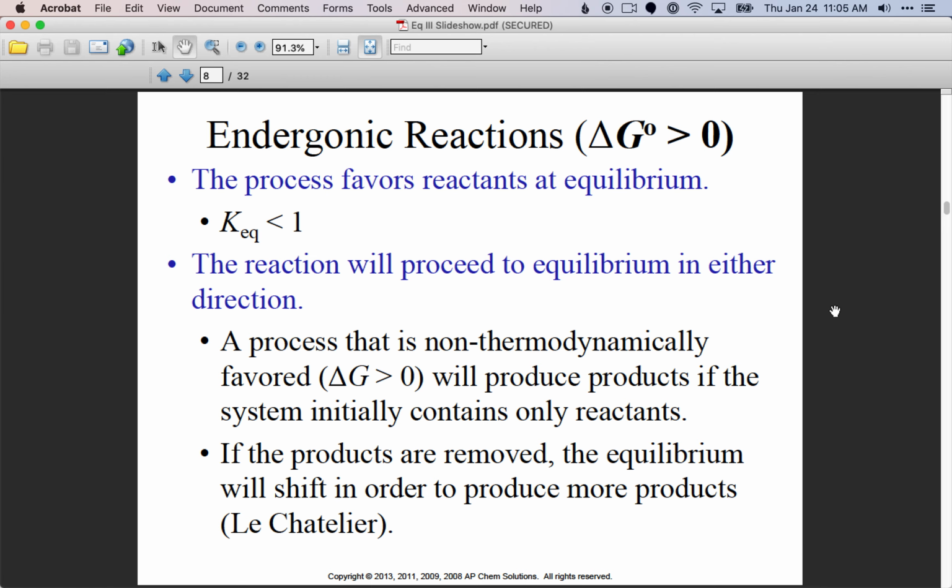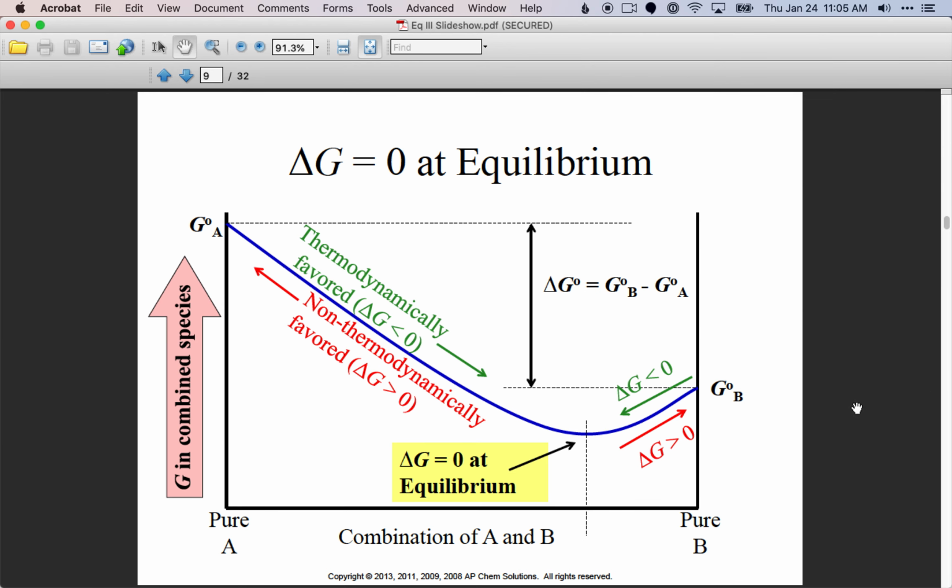Now, once again, you could shift things in the direction that you want by removing products in order to get more products. Okay, in this slide, I just want to show you that you need to remember that when you have equilibrium, Gibbs energy is no longer positive or negative, it is 0. Therefore, no useful work can be done.